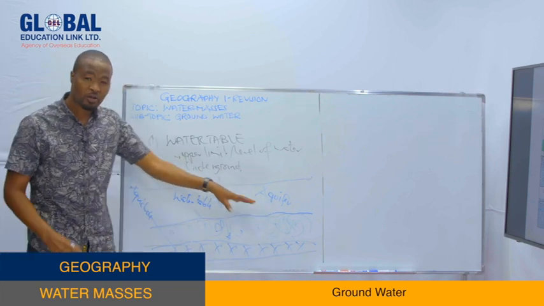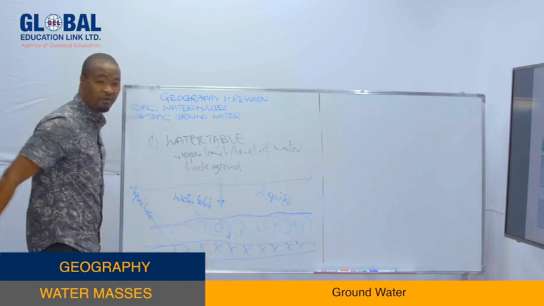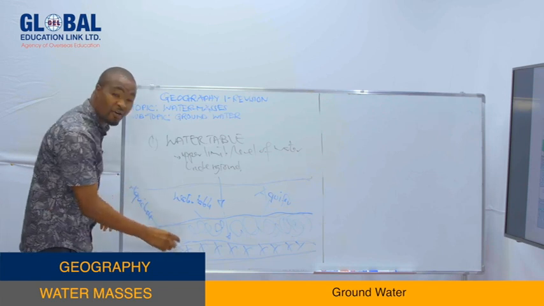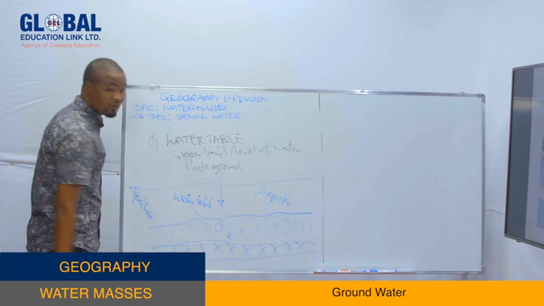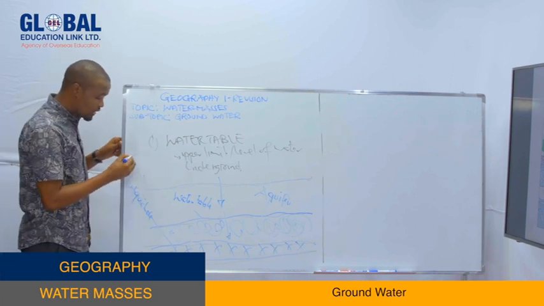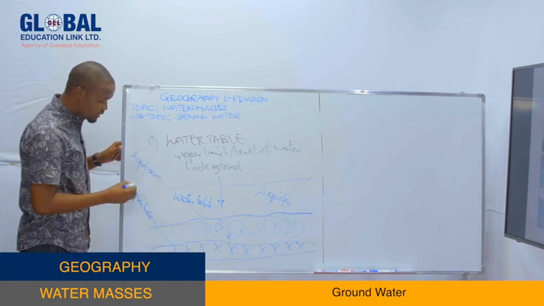The rock which gets saturated and contains an amount of water underground, we call it the aquifer. The aquiclude or the aquitard, we refer to the hard rock which does not allow further movement of water underground. Are we together? So we said aquiclude sometimes can be called the aquitard. Aquitard. Are we together, student?